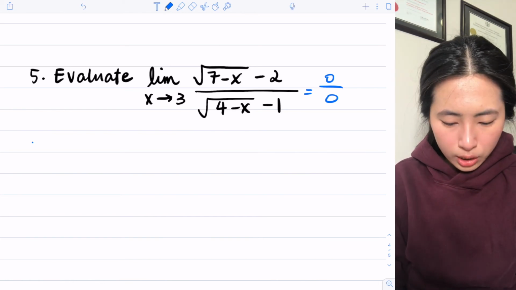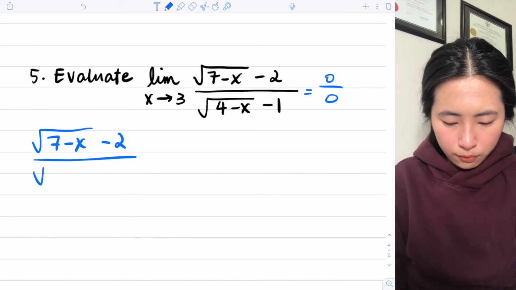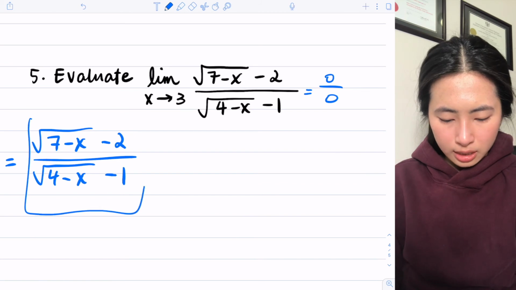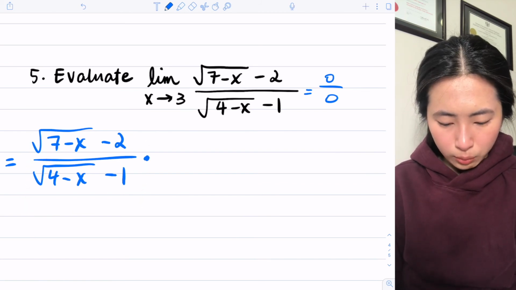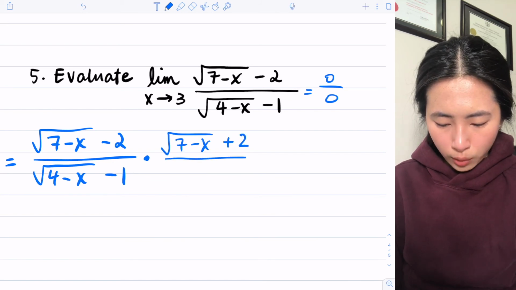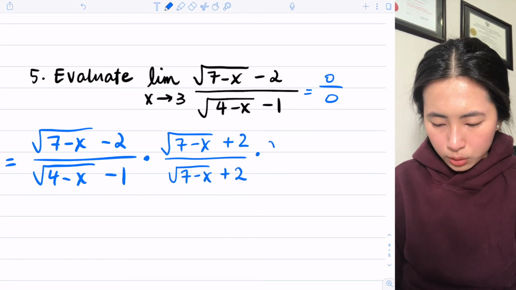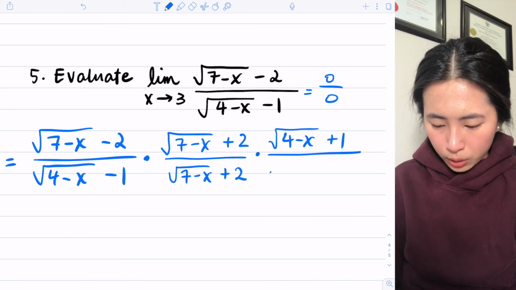So we take our expression square root of 7 minus x minus 2 over square root of 4 minus x minus 1. So we multiply this expression with the conjugate of our numerator and our denominator. So in that case, we would have square root of 7 minus x plus 2 over square root of 7 minus x plus 2, times square root of 4 minus x plus 1 over square root of 4 minus x plus 1.